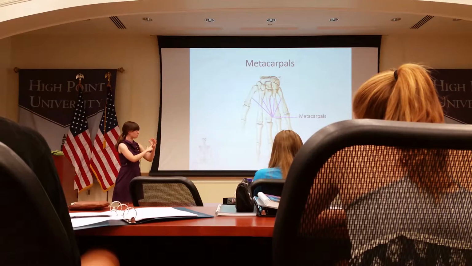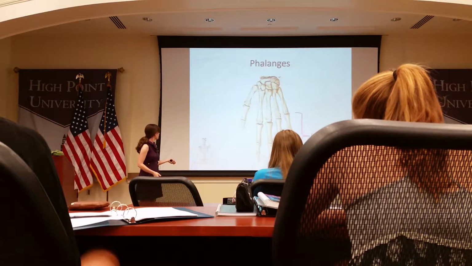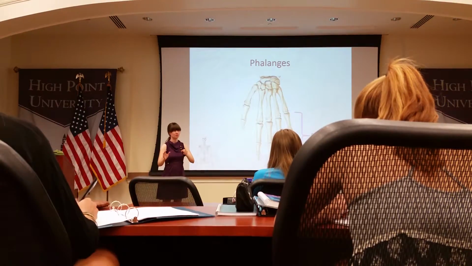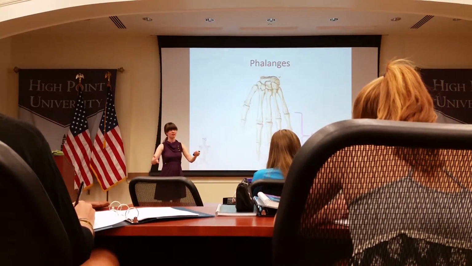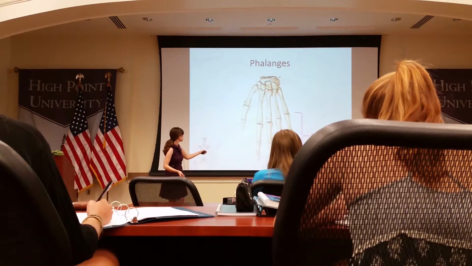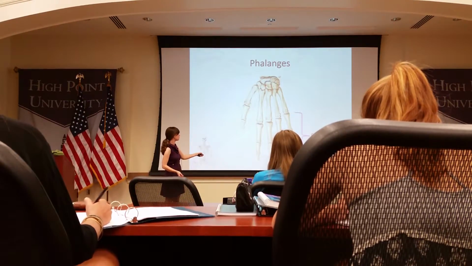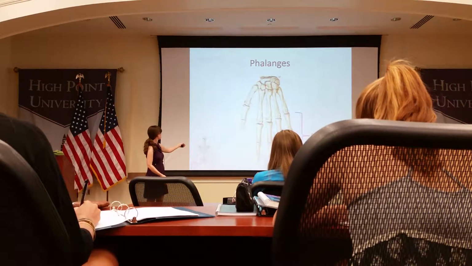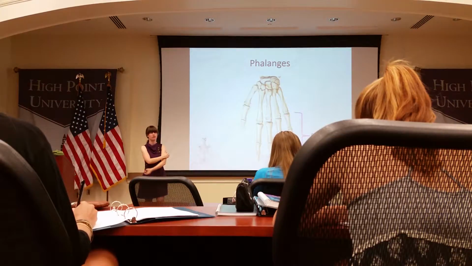But yeah, so you've got metacarpals contained in your palm. And phalanges. Phalanges is plural. An individual bone is called a phalanx. So you have proximal, middle, and distal phalanges on these four digits, and then just proximal and distal phalanges on your thumb.